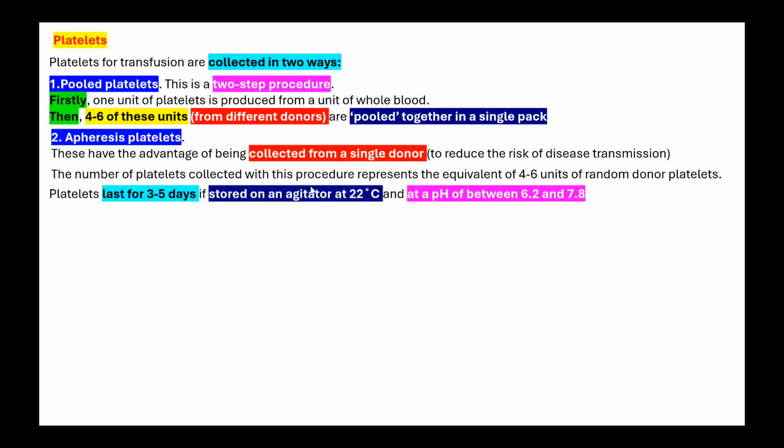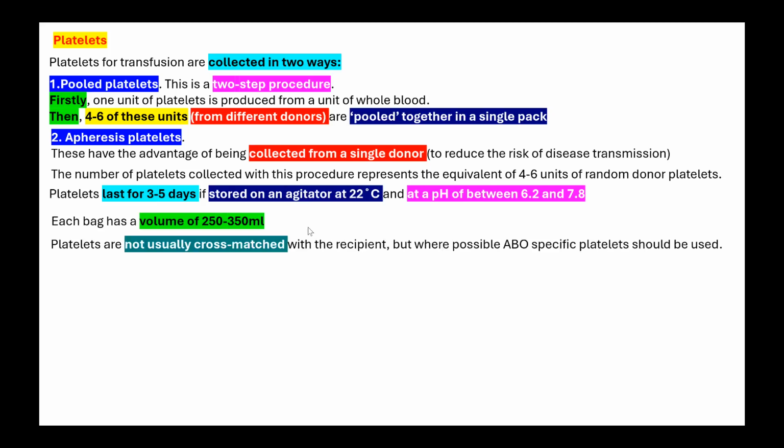What do you understand this agitator? Any idea? Jenny? It should not be kept at 22 degrees idle. There is a vibrating plate on which it is kept. Yes, sir. So that these cells do not break down or lose their shape. So it is kept on an agitator at 22 degrees centigrade at a pH of 6.2 to 7.8. And each bag volume is 250 to 350 ml.